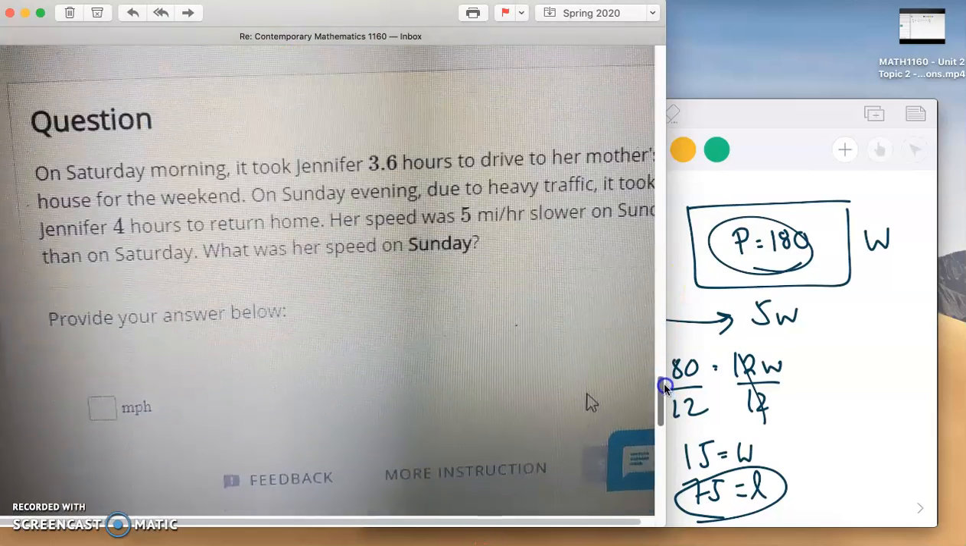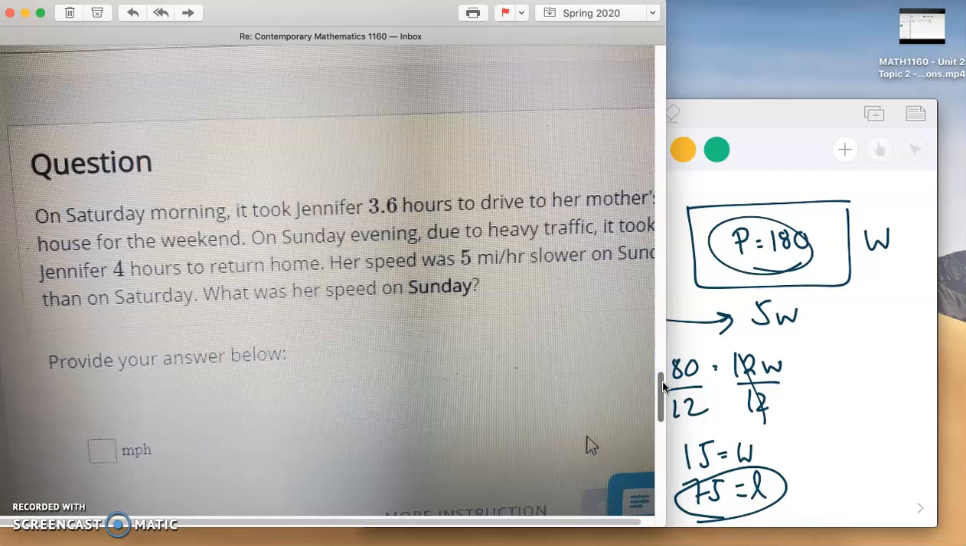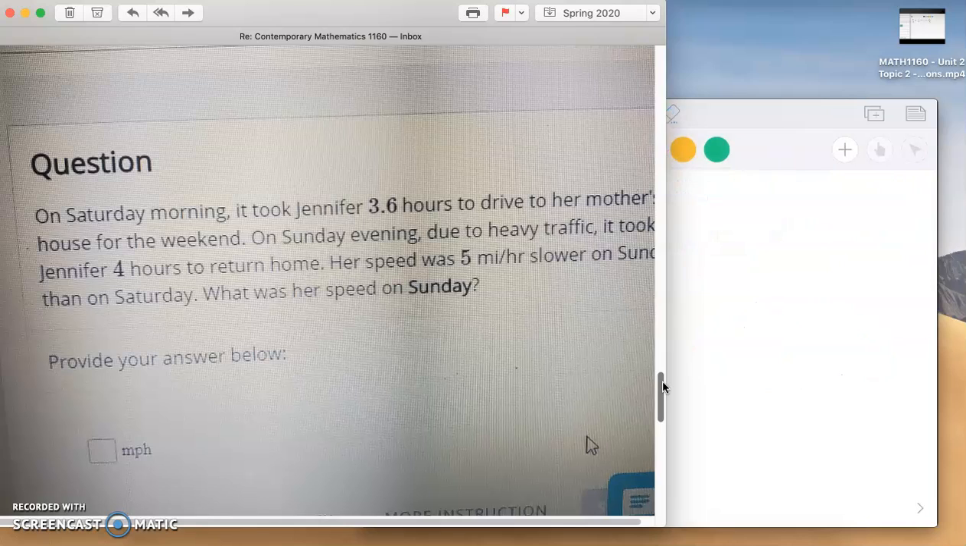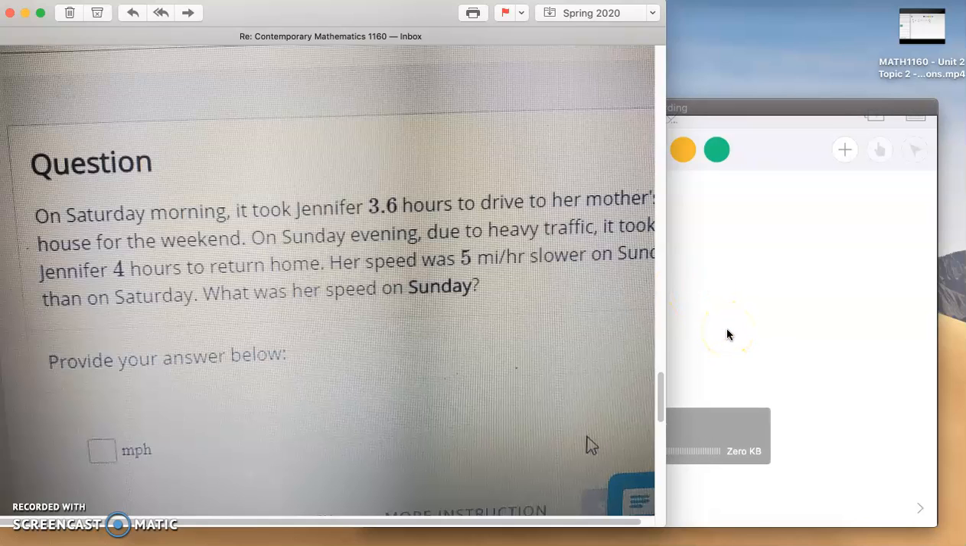All right, so we've got, on Saturday morning, it took, actually, I'm going to clear this out just so we've got a clean slate. All right, on Saturday morning, it took Jennifer 3.6 hours to drive to her mother's house for the weekend. On Sunday evening, due to heavy traffic, it took Jennifer 4 hours to return home. Her speed was 5 miles per hour slower on Sunday than Saturday. What was her speed on Sunday?